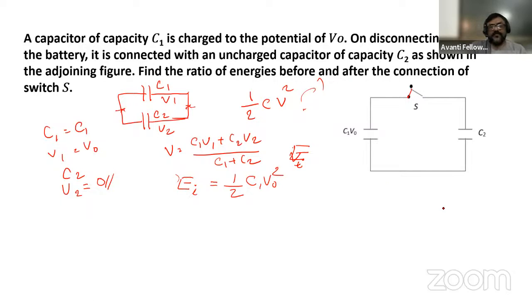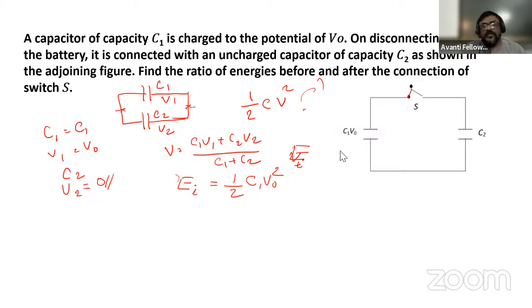Plus, what is the energy on this capacitor before it is closed? Definitely, there is no potential difference across the plates. It is 0. So half CV square, half C into 0 square, it is 0. So this is the only electrostatic energy stored in this situation.